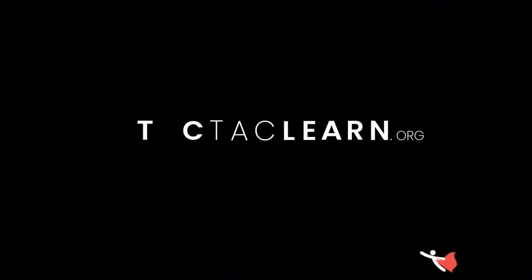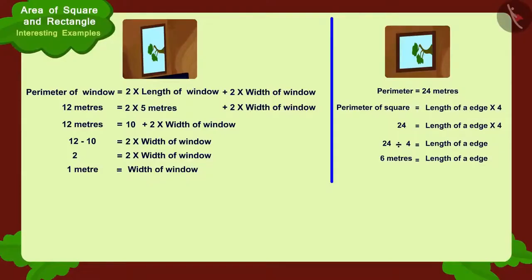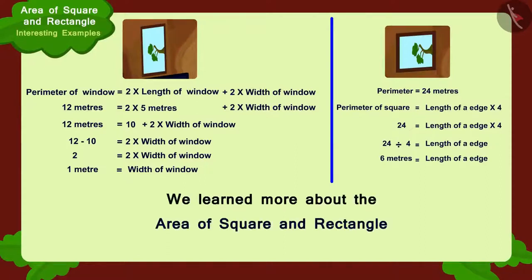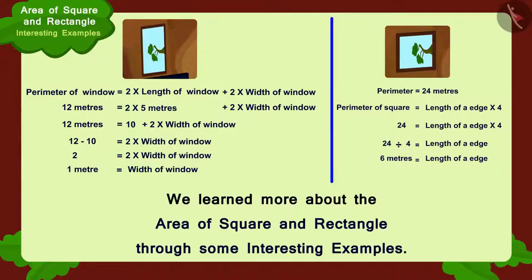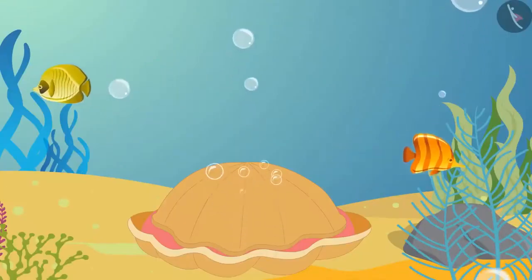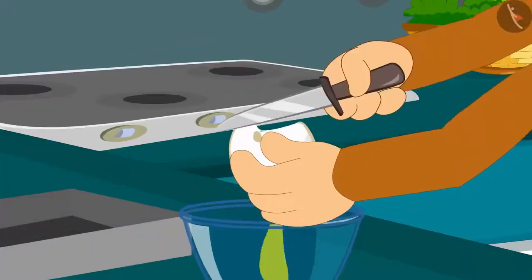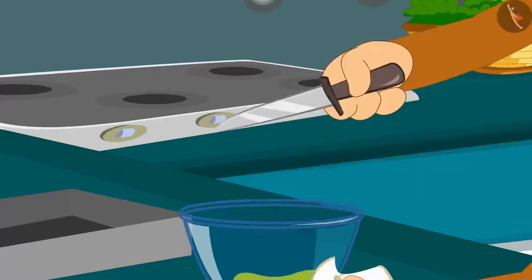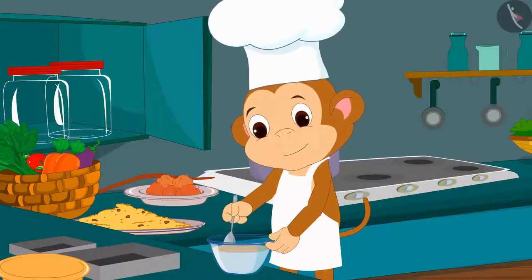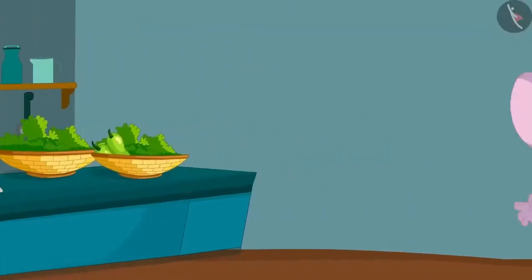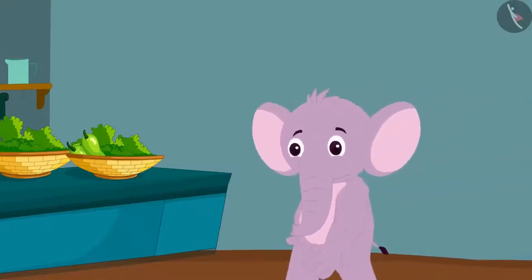Hello, children. In the previous video, we learned more about the area of square and rectangle through some interesting examples. In this video, we will see some of the misconceptions related to this. Babban is preparing to bake a cake for Banno's birthday. Just then, Appu came to his house.